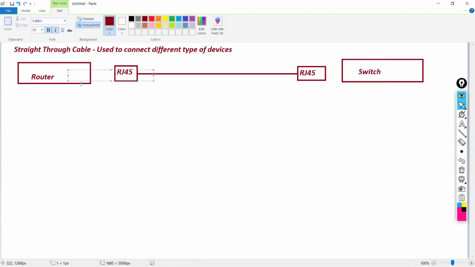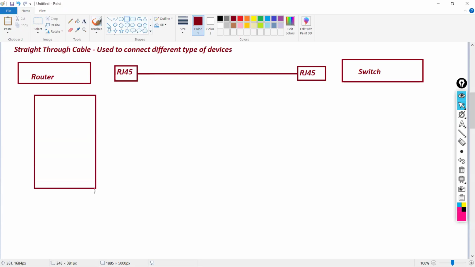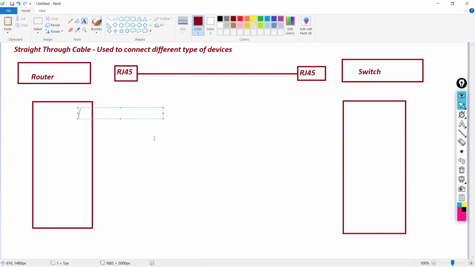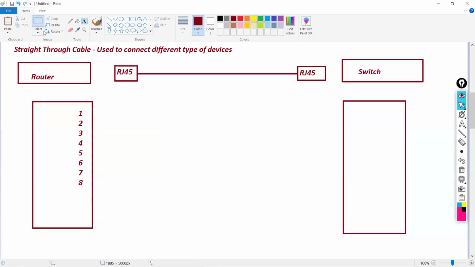Okay. So now what? In this router, we will again have a connector, and in the connector, 8 pins will be there. So let's design the arrangement of those pins. Let's say this is the connector of the router, and this side is the connector of the switch. In the router, how many pins will be there? 8 pins. And the same sort of 8 pins will be here also.